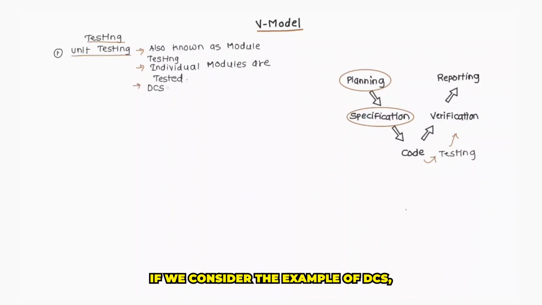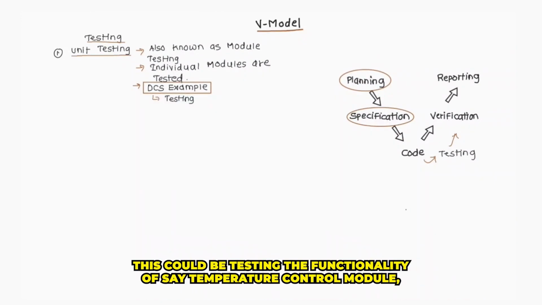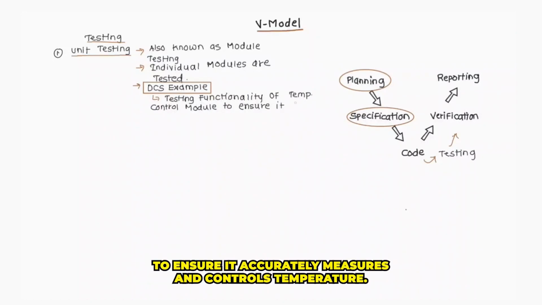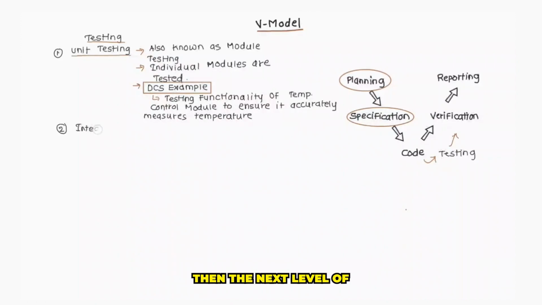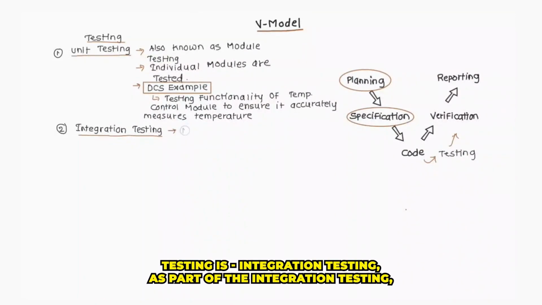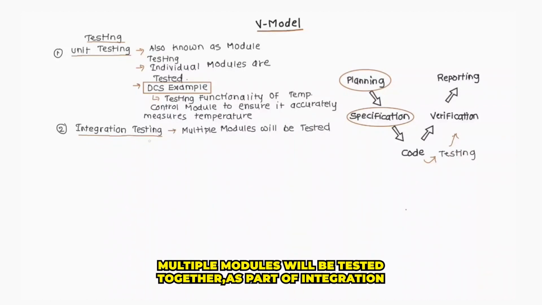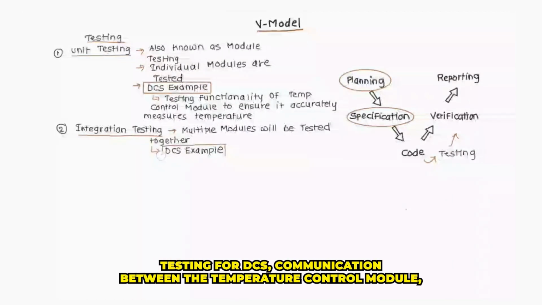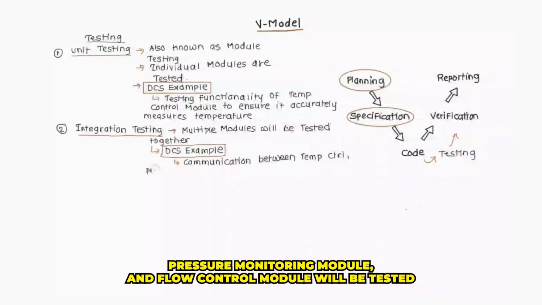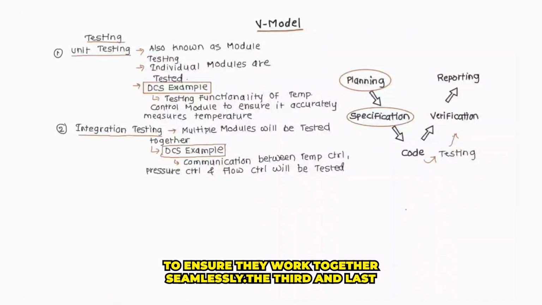If we consider the example of DCS, this could be testing the functionality of, say, the temperature control module to ensure it accurately measures and controls the temperature. Then the next level of testing is integration testing. As part of integration testing, multiple modules will be tested together. As part of integration testing for DCS, communication between the temperature control module, pressure monitoring module, and flow control module will be tested to ensure they work together seamlessly.